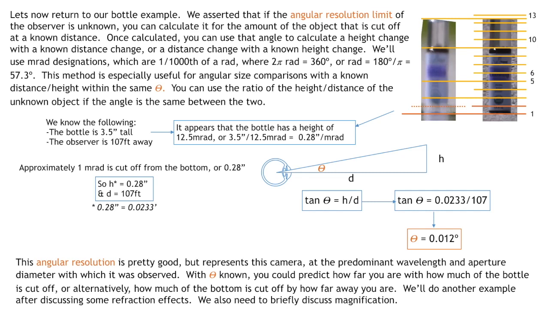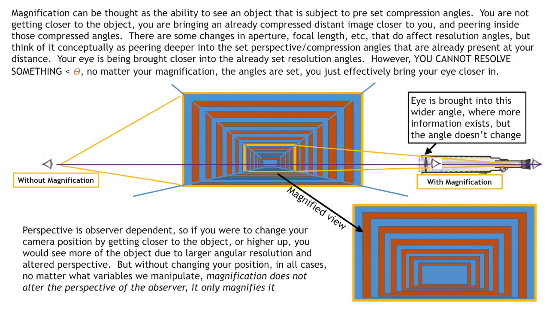And this angular resolution is pretty good, but represents this camera at the predominant wavelength and aperture diameter with which it was observed. So with a theta known for this particular object, you could predict how far you are by how much of the bottle is cut off, or alternatively, how much of the bottom is cut off by how far away you are. So we'll do another example after discussing some refraction effects to make this a little more clear. But we also need to briefly discuss magnification, I think, before we go further.